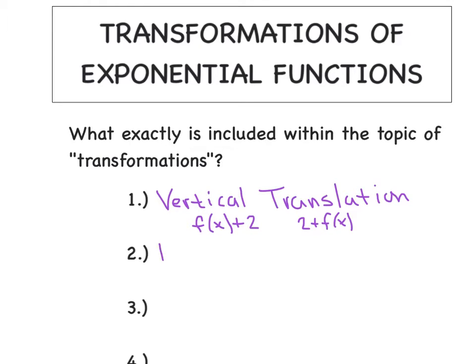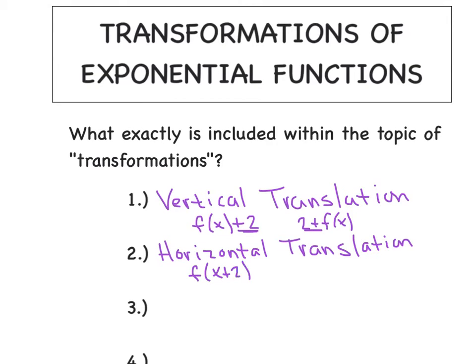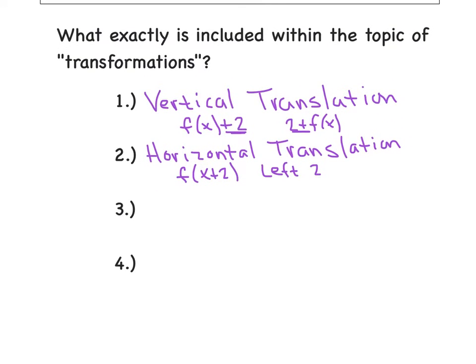The second one is a horizontal translation. And in this case, let's say it's plus 2 again. The difference is, instead of being on the outside like these guys were, we're going to sneak that plus 2 on the inside of the parentheses. Now, do you remember how that would go left 2 units? And then if I changed it to x minus 2, it would move it to the right. So we're really good at those two.